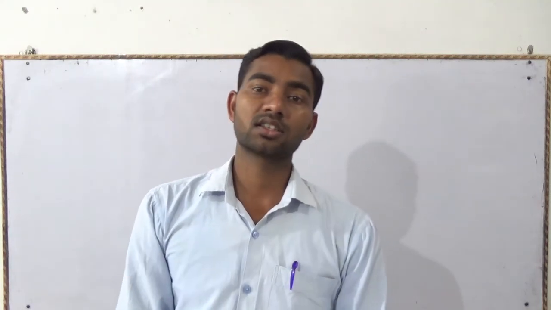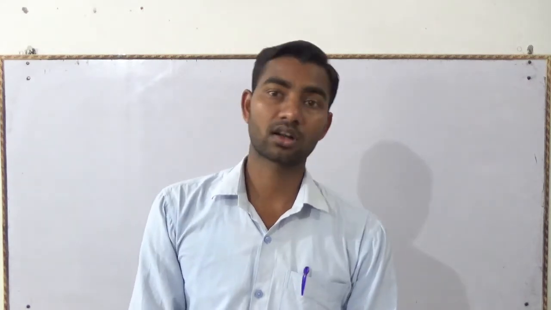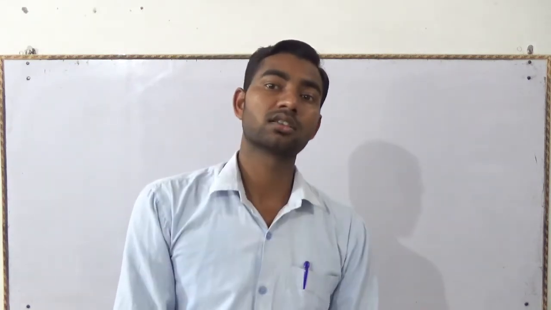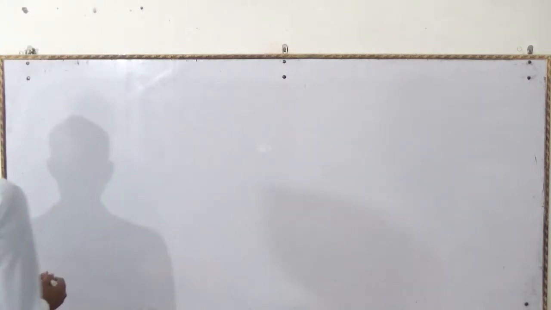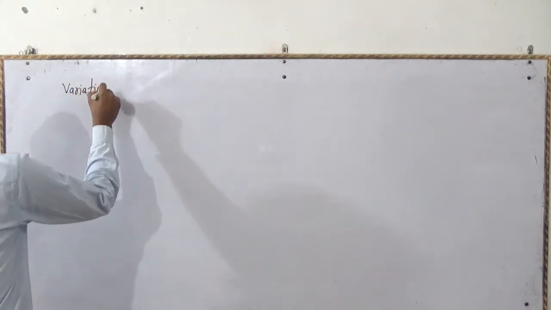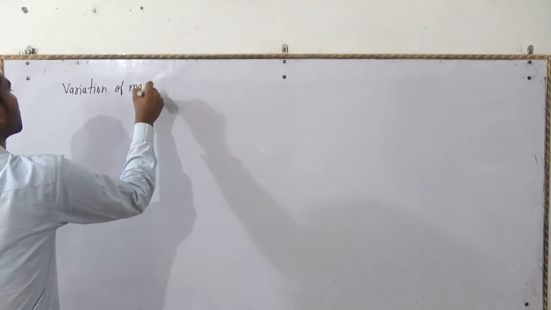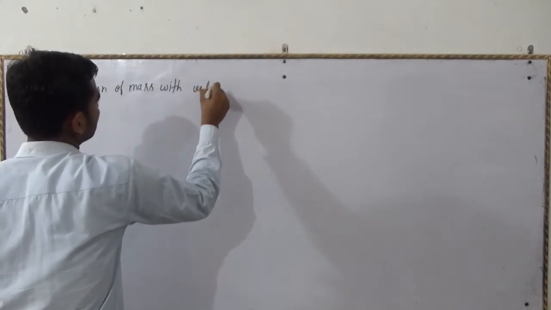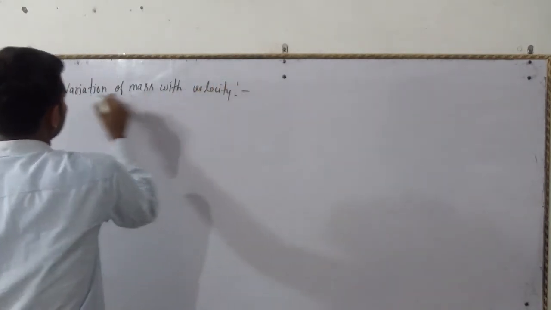Friends, today in this lecture we will complete our topic, variation of mass with velocity. In the previous lecture we discussed something about the variation of mass with velocity. So today we will continue in our lecture series and complete how mass varies with velocity.